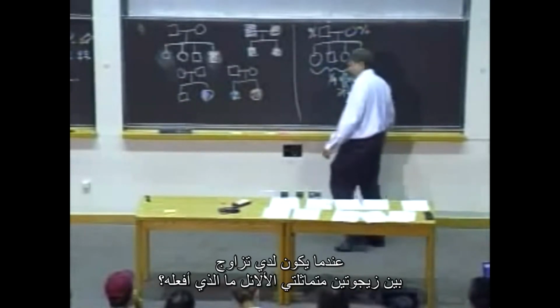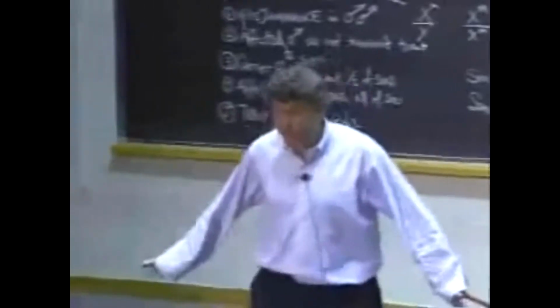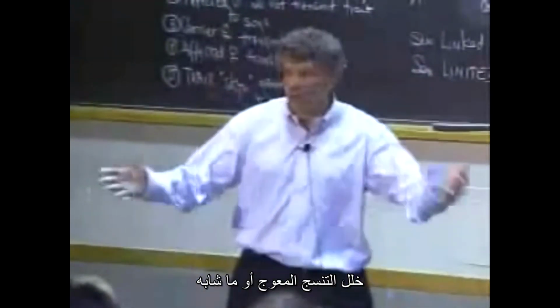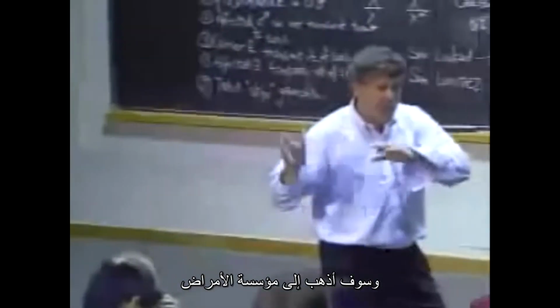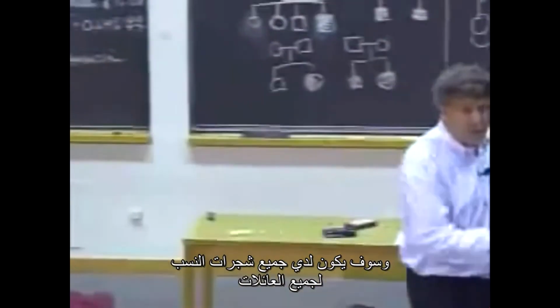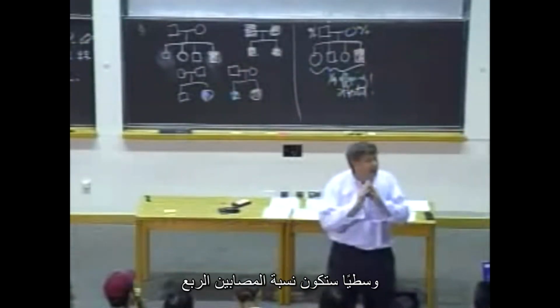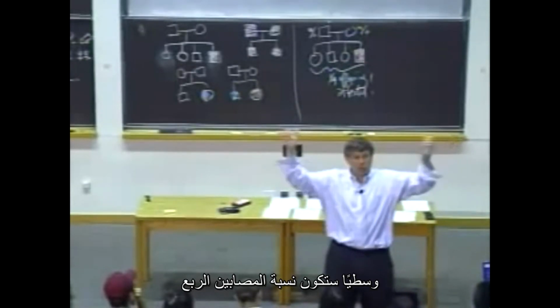When I have a mating between two heterozygotes, so what am I going to do? I'm going to go out, I'm going to collect a lot of families. Maybe I'll collect 100 families because it'll be a particular disease, diastrophic dysplasia or something like that. Xeroderma pigmentosa, ataxia telangiectasia. And I will go to the disease foundation, and I will get all the pedigrees for all the families, and I'll see how many times it was 1 affected, 2 affected, 3 affected, et cetera. And on average, the proportion of affecteds will be 1/4.